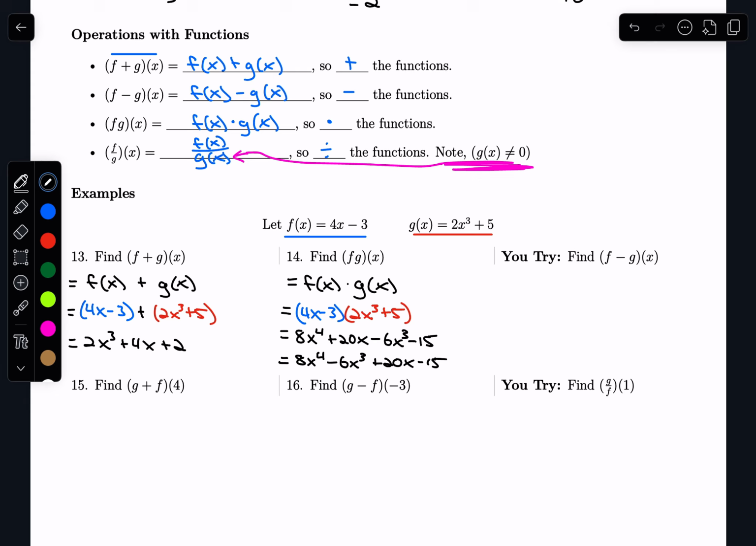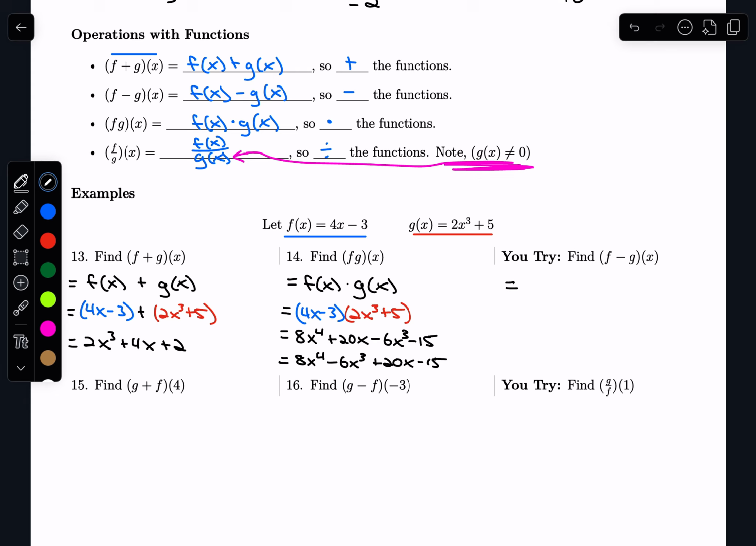All right, so now I have a you try one. Go ahead and try to do f minus g of x. And if you can, with the video paused, go ahead and try 15, 16, and the other you try, where all we're going to do is the same steps, but then we're going to plug in a number. So if you're already ahead of the game, feel free to pause and try all four there. All right, hopefully you gave these a try.